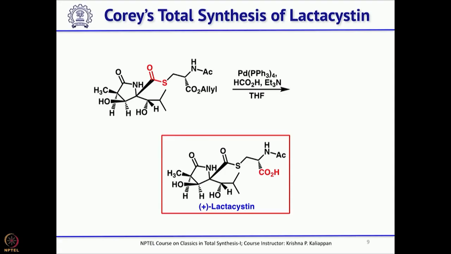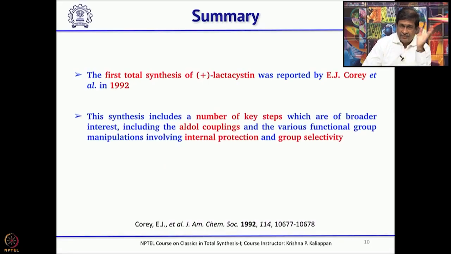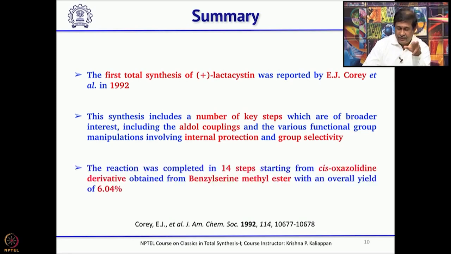So basically, this was a very elegant total synthesis, starting from the commercially available amino acid called serine. See, there are two amino acids he used, one serine, another one is cysteine. Okay. Other chiral centers he made based on these two amino acids. So this was the first total synthesis reported by E.J. Corey, and the key reaction is mainly the aldol reaction, and then two types of protections he carried out.